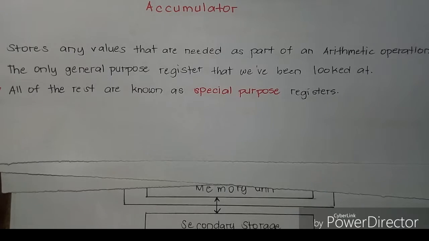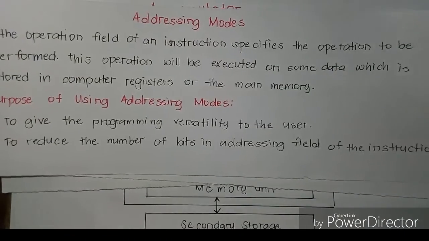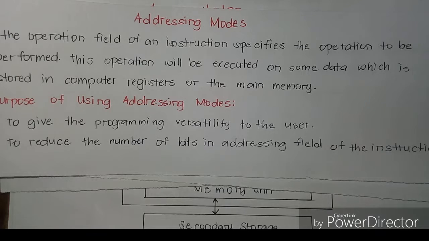Next topic is about addressing modes. The operation field of an instruction specifies the operation to be performed. This operation will be executed on some data which is stored in computer registers or the main memory. The purpose of using addressing modes is to give programming versatility to the user and to reduce the number of bits in the addressing field of the instruction.